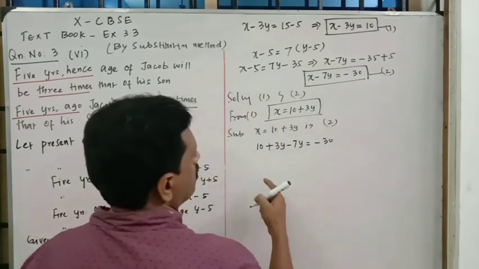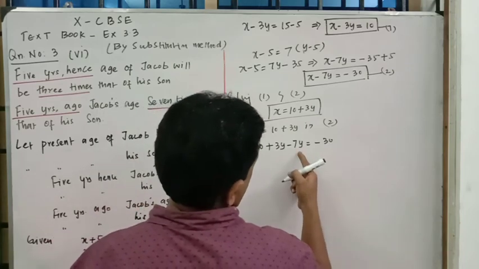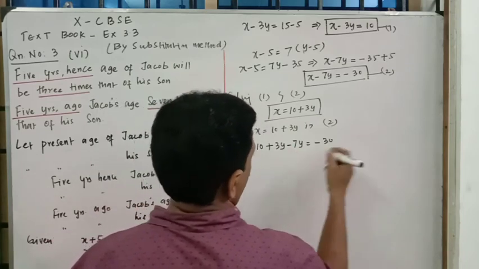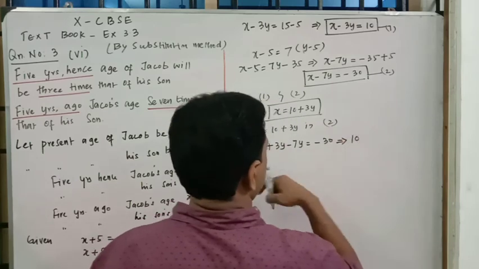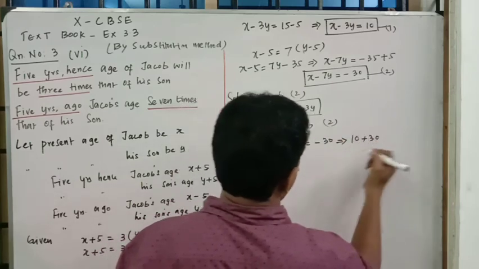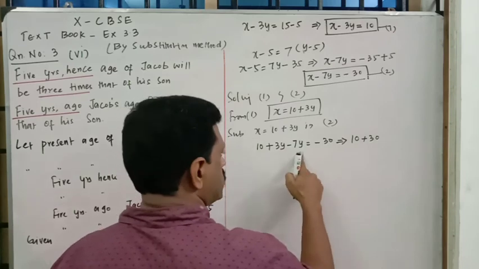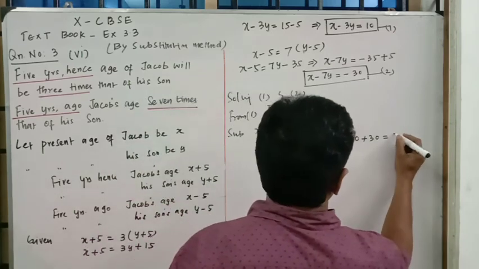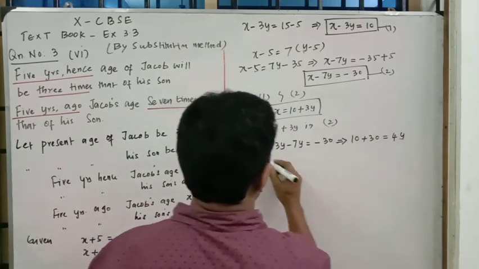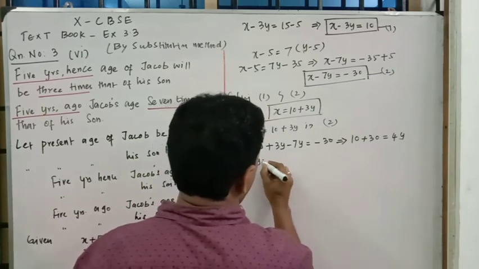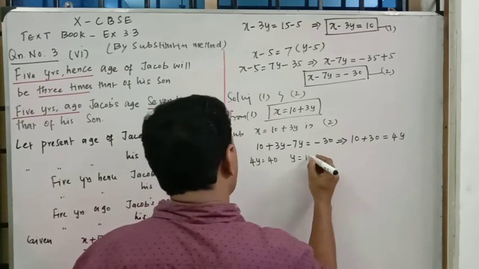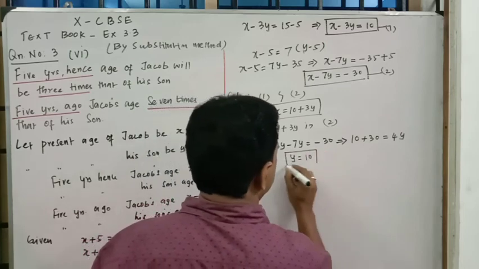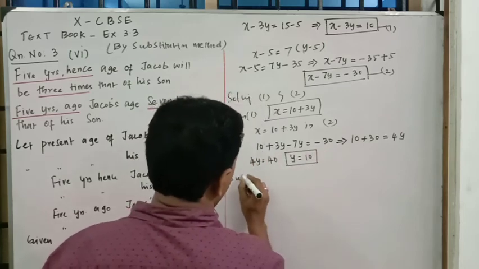That is what? 3Y minus 7Y is minus 4Y. That is 10. Take this minus 30 here, plus 30. 3Y minus 7Y is minus 4Y. Taking it that side, 4Y. So 4Y equals 40. Therefore, Y equals 40 by 4, 10.